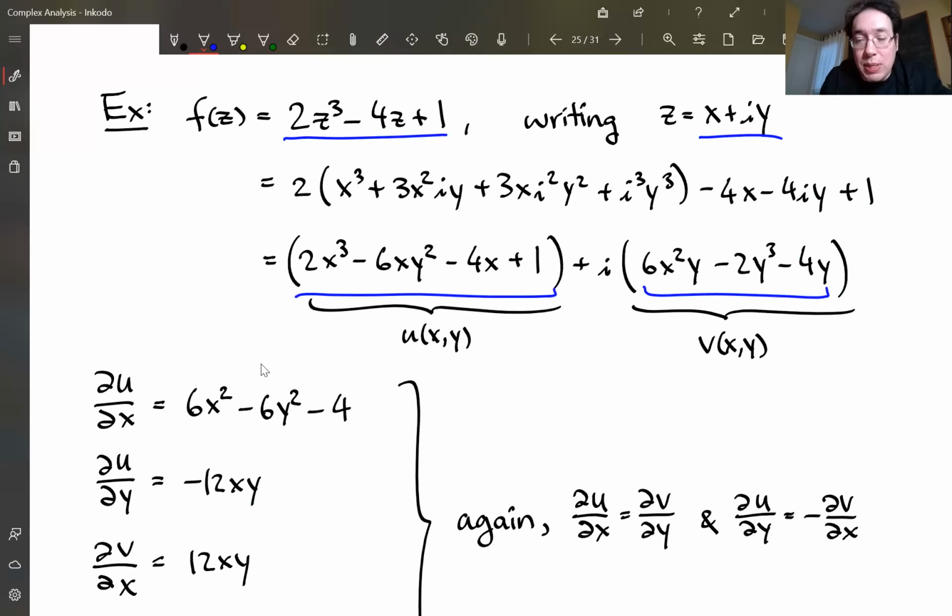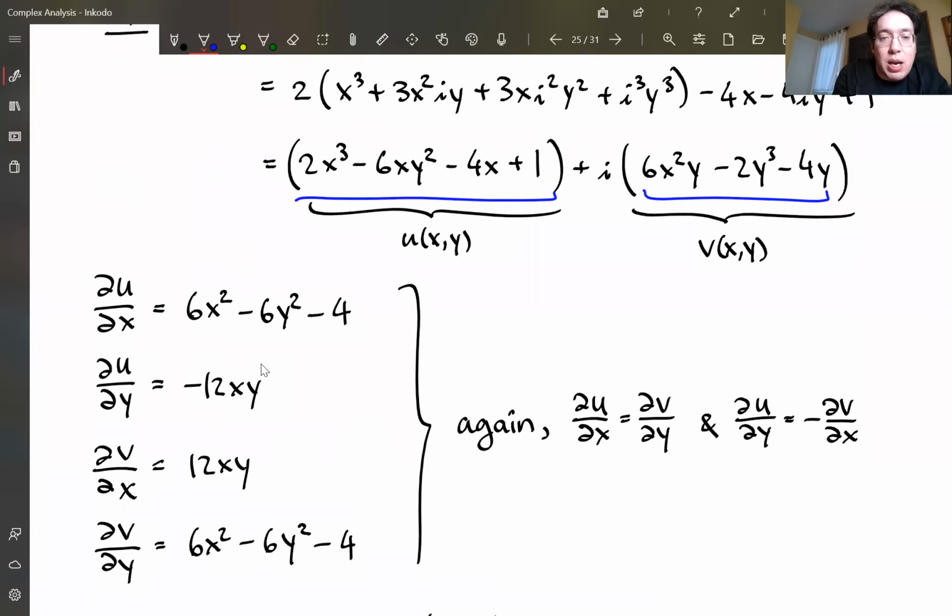Let's see if we get something similar when we take the derivative with respect to x and y and so on. So let's look at u. If we take the derivative with respect to x, this is what we get: 6x squared minus 6y squared minus 4. If we take the derivative with respect to y, there's only y in one term right here, so we get negative 12xy.